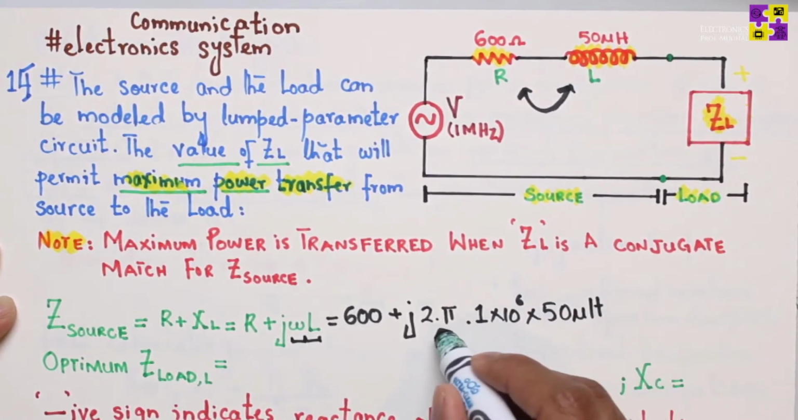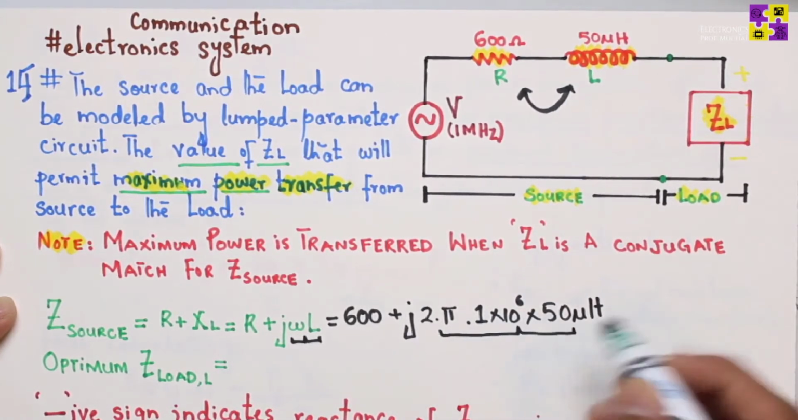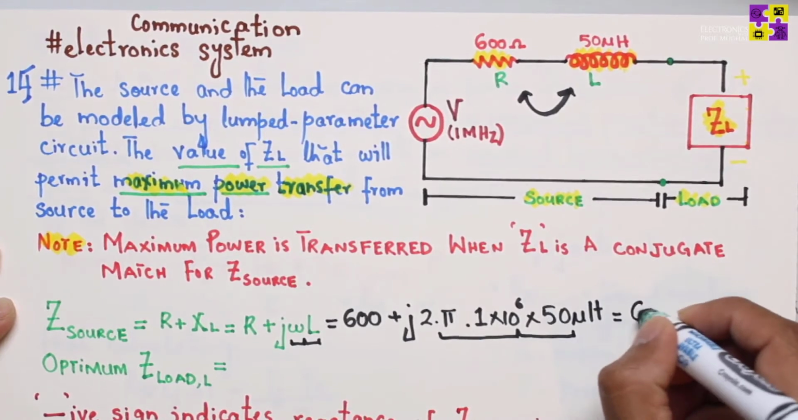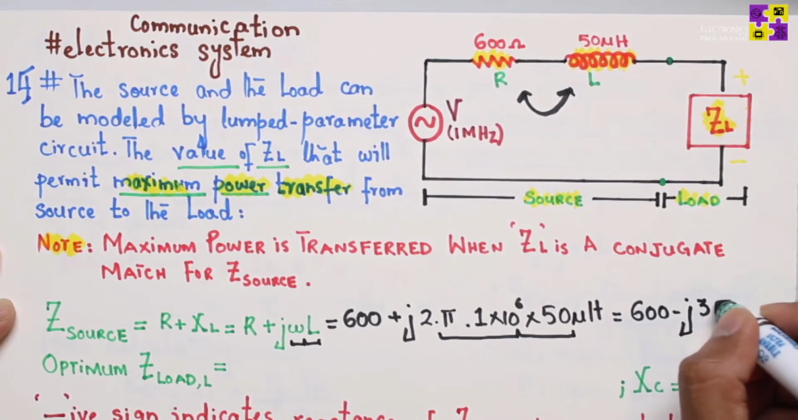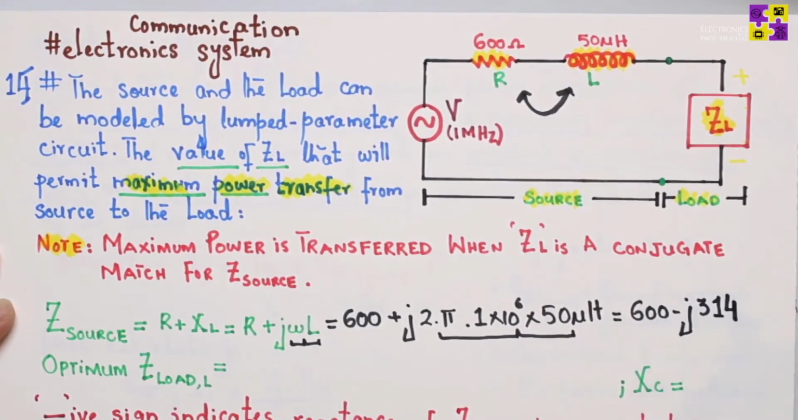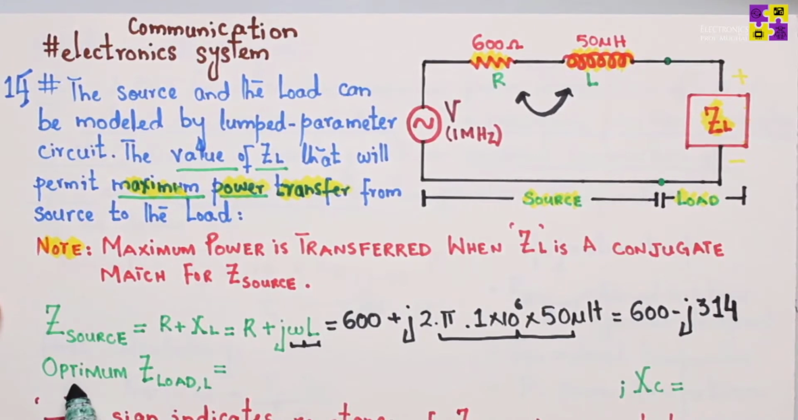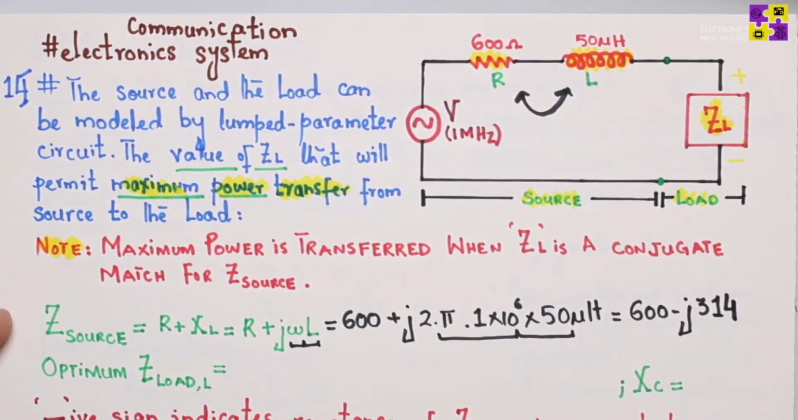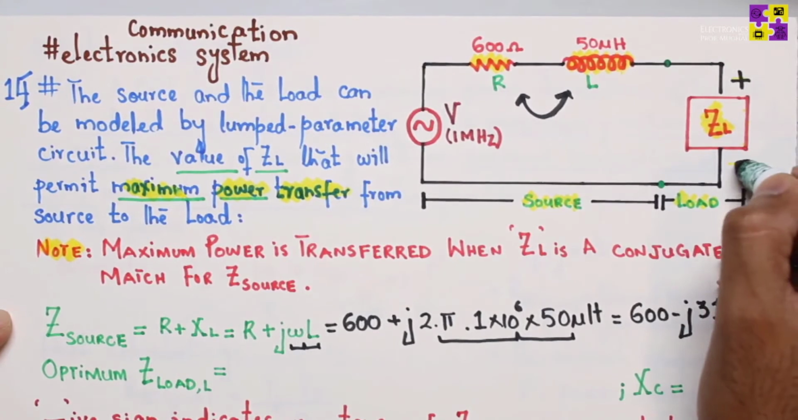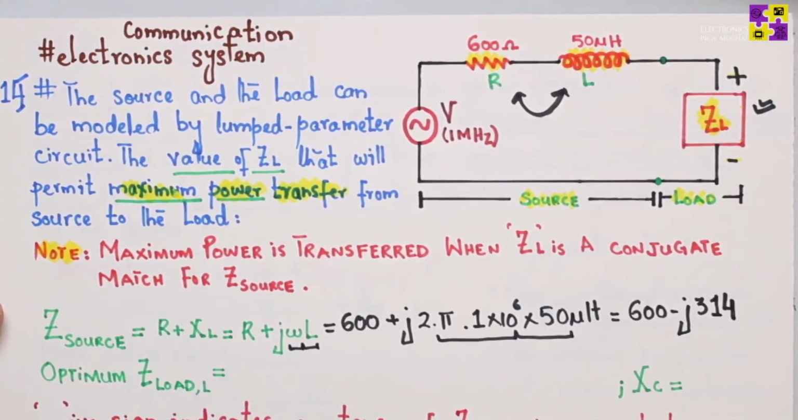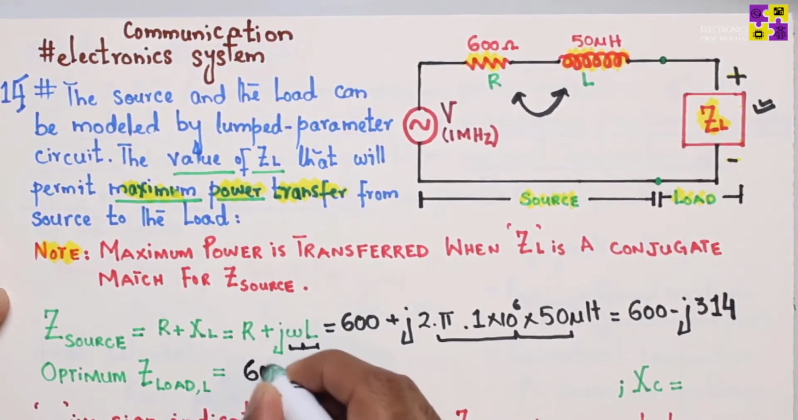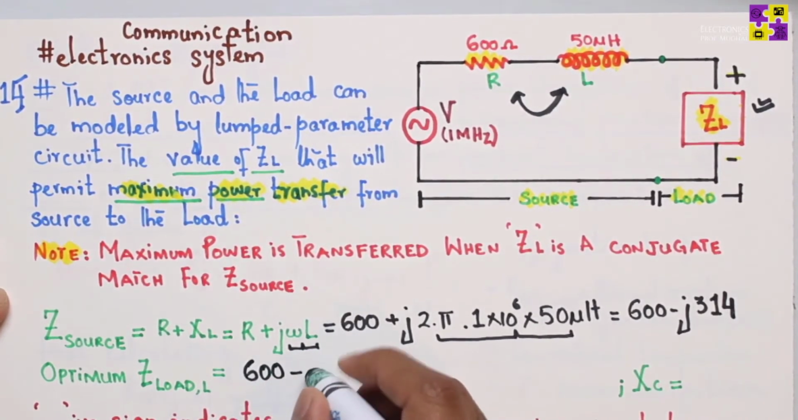So if I take the product of this whole thing, my equation simply becomes 600 plus j314, correct? Now, what is going to be the optimum Z load? What is going to be the optimum Z load here? Remember, the goal is to have a conjugate match for Z source, right? So therefore, the optimum load is simply going to be 600 minus j.